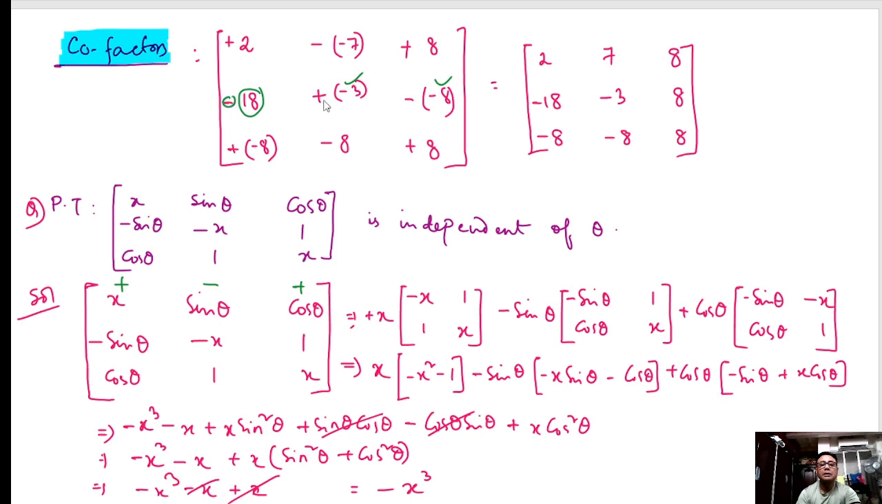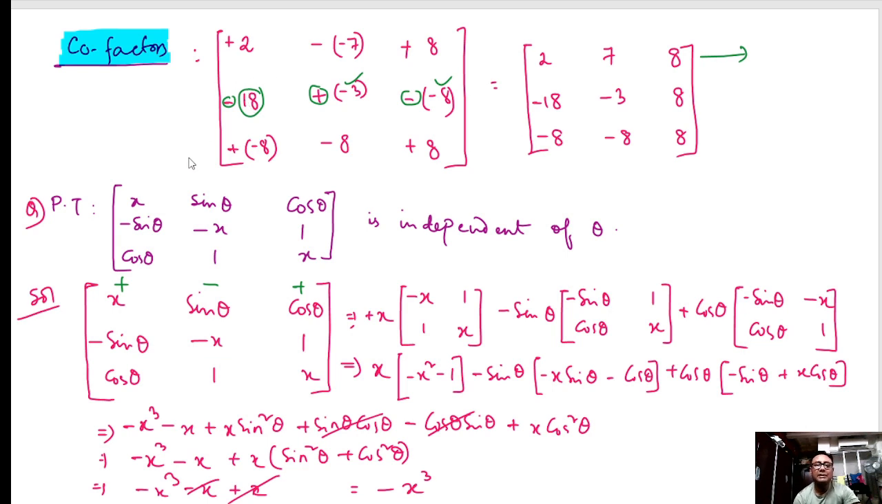Minus, plus, minus. So for the cofactor, just keep writing the minors and now put the position signs. Put the position sign. This is how we get the cofactor of any matrix. First find the minors. Now put the minors values and keep putting the minors' positional signs. Clear?